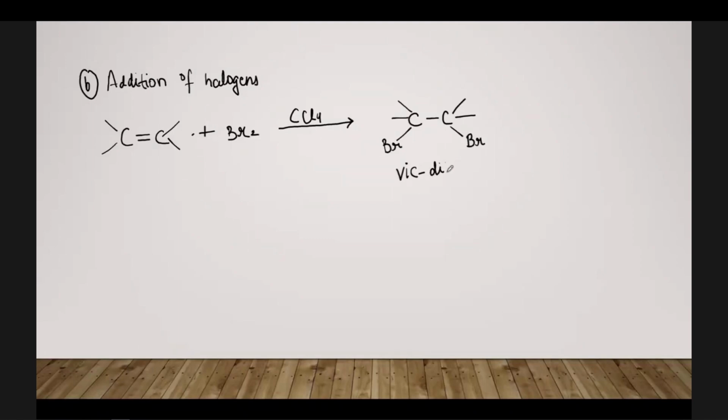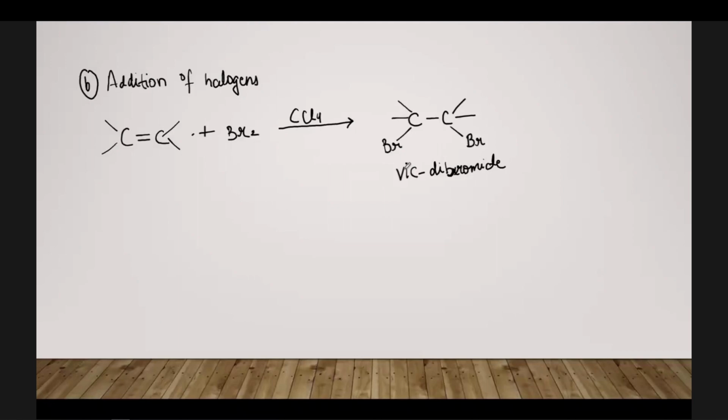vicinal dibromide. Vicinal here means that dibromide means there are 2 bromine atoms, and those 2 bromine atoms are attached to the carbon atoms which are adjacent to each other. That is why we are writing vicinal. Now, what happens in this reaction is that we are taking bromine, that the bromine is a gas, no? So what we will do is we will dissolve this bromine gas in CCl4. CCl4 is a liquid and bromine is a gas. We will dissolve this gas in this liquid and we will get a solution. Okay. And we will react this alkene in that solution. And we will get this compound.